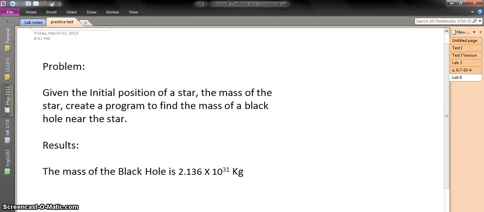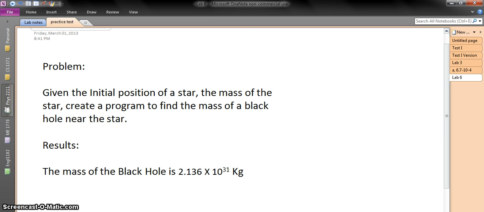Hi, my name is Aaron Dales, and for Lab 6, we were given the initial position of a star and the mass of the star, and from this we had to create a program to find the mass of a black hole near the star based upon how the star moved around the black hole. The results were that the mass of the black hole was 2.136 times 10 to the 31st kilograms.